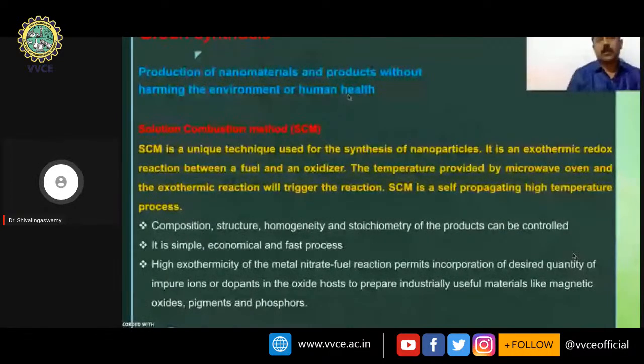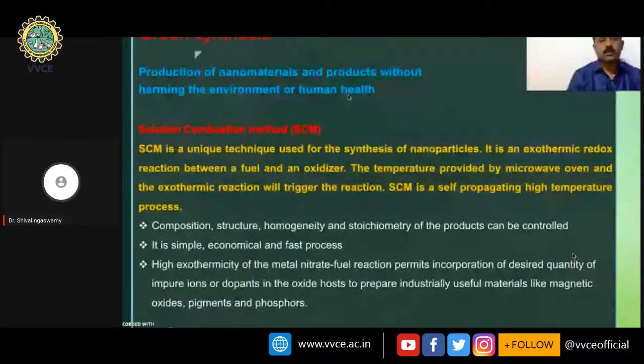And what we do is, we mix this oxidizer with water and a gum or a fuel, and we heat it in a microwave oven, or even one can use a muffle furnace. In the muffle furnace, the oxidation reaction will trigger, and that will produce nanoparticles. But this has several advantages.